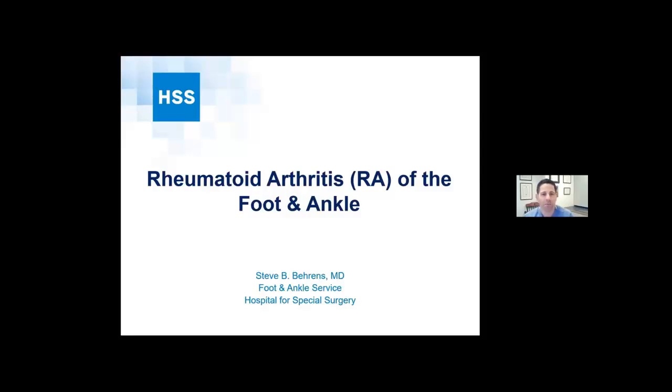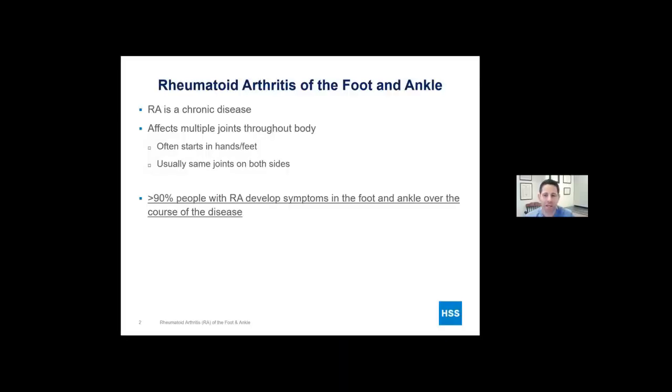So today we're going to talk about RA of the foot and ankle in particular. And RA is a chronic disease. It attacks multiple joints throughout the body. It most often starts in the small joints of the hands and feet and usually affects the same joints on both sides of the body. More than 90% of people with RA develop symptoms in the foot and ankle over the course of the disease. So it's not unlikely that you'll be seeing either myself or even podiatrists or physical therapists and, as I said, a pretty multi specialty group throughout the course.